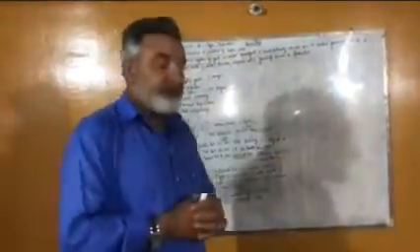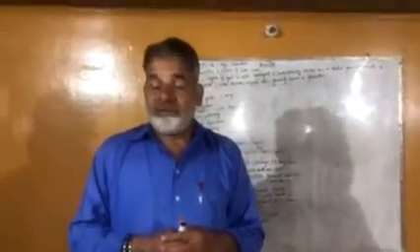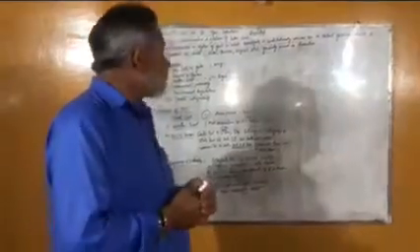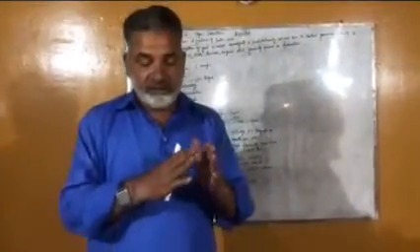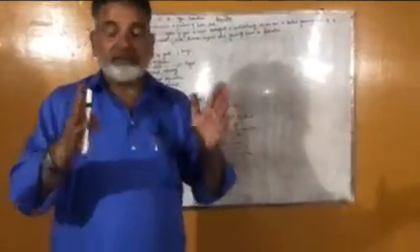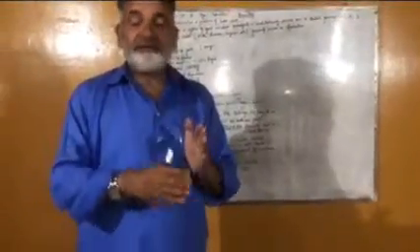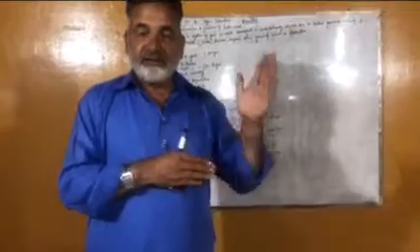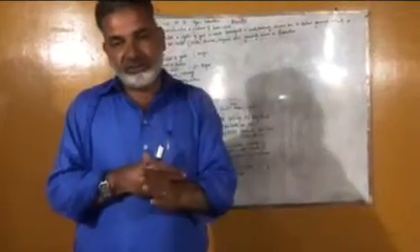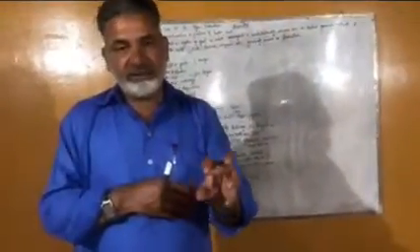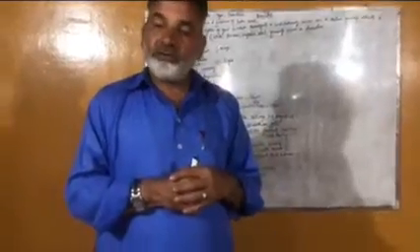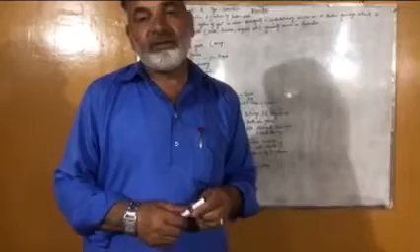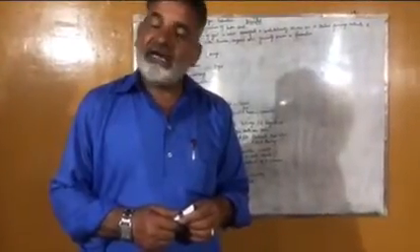Another feature of this federalism is that it has a division of powers. The constitution directly divides the powers of operation between the central government and the state government. What are the subjects on which the central government has to work, and what are the subjects on which the state government or the provincial government has to work.